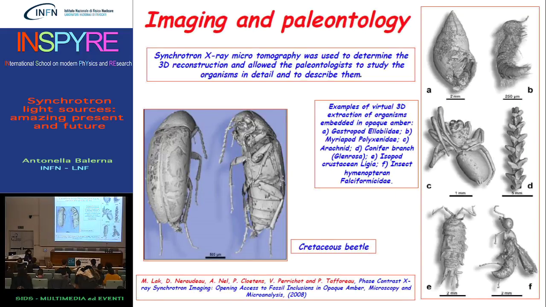Okay, at ESRF, using X-rays and X-ray tomography, they can make a 3D reconstruction of all the things that were inside amber. So we have 3D images of insects that have only 1 million years. These are only 1 million years old. So we can have something that is important for biology, for who studies this kind of things.